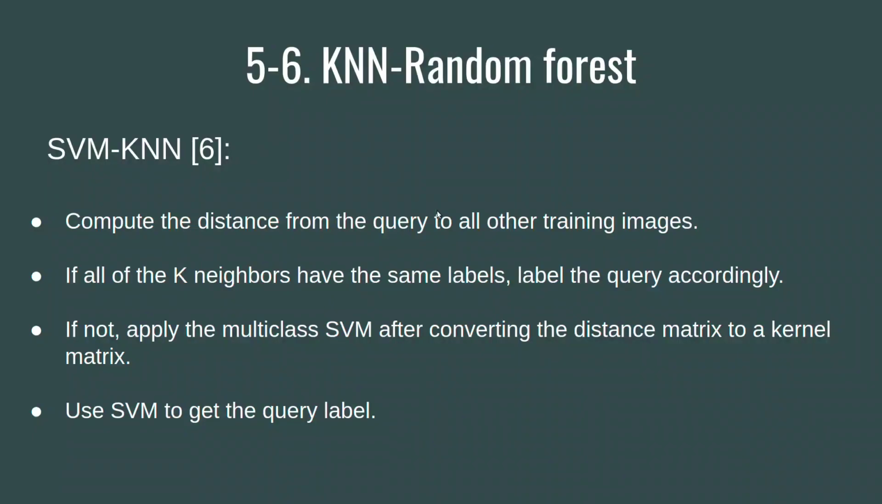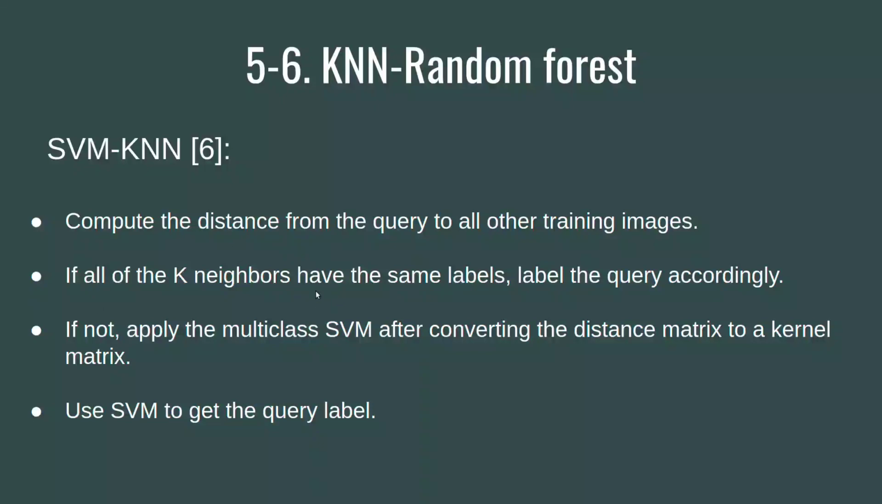Inspired by the idea of a hybrid algorithm for classification tasks, the SVM-KNN combination has been successfully used as an image classifier. It has been shown that SVM-KNN applied to large multi-class datasets outperforms both KNN and SVM individually. The main principle of this algorithm is to use the hybrid SVM-KNN in the following way. Firstly, apply the KNN and label the query if and only if all k neighbors have the same label. Otherwise, apply the SVM and get the query label.